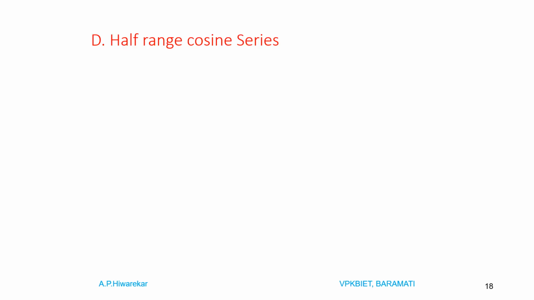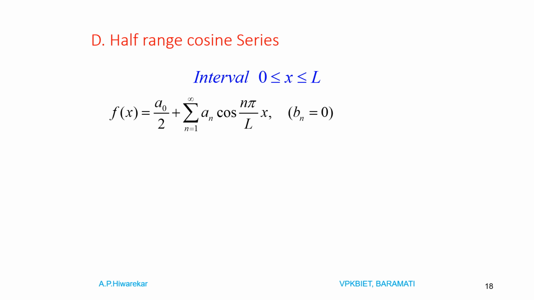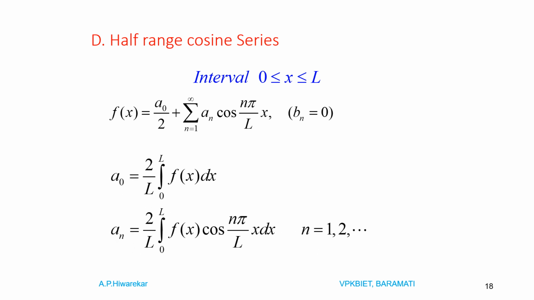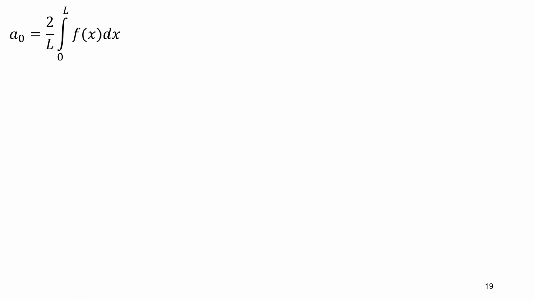So the half-range cosine series is given by f(x) = a0/2 + sigma an cos(n pi x / l), with bn as 0, and the interval is 0 ≤ x ≤ l. These are the formulas for a0 and an. Now first we try to find the value of a0. The formula for a0 is 2/l integral 0 to l f(x) dx.